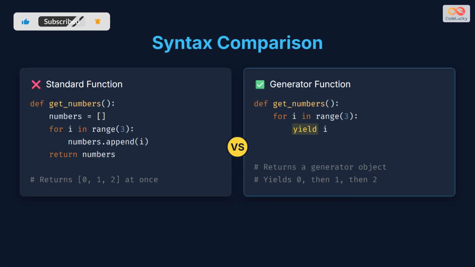Here is a side-by-side comparison. On the left, we have a standard function that builds a list of numbers and returns the whole list. On the right is a generator. Notice that instead of appending to a list and returning it, we simply yield the index inside the loop. The syntax is cleaner, and we don't need to create a temporary list variable.